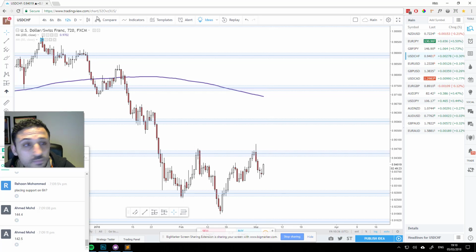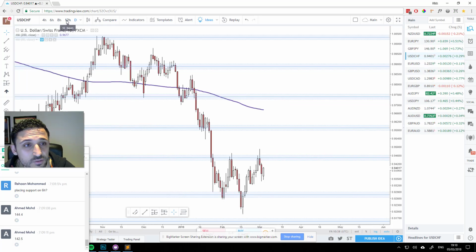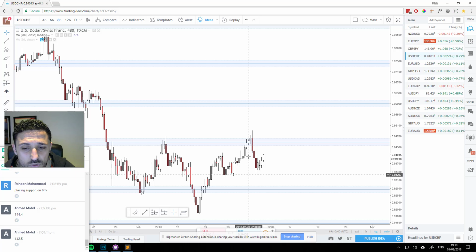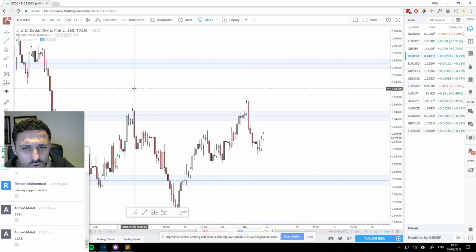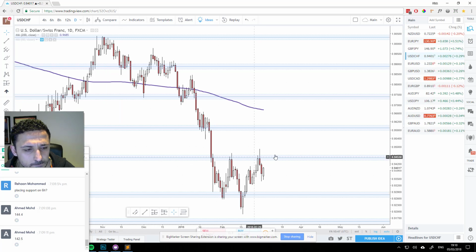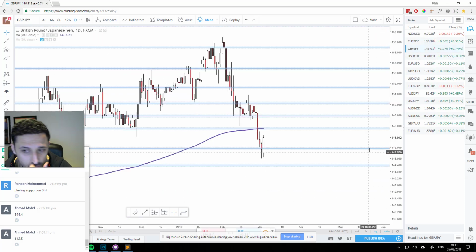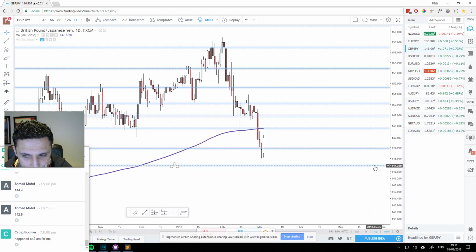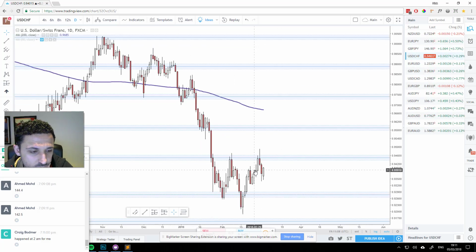USD CHF, what's going on here? It's reversing from this resistance area. There was a short here last week. Did anyone take this one? Oh, you want to know where I placed the support resistance areas? 146 and 144.30. Oh, that's unfortunate, Craig.